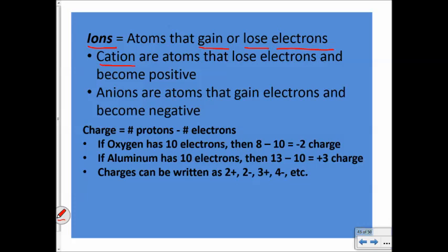A good way to remember that the cation is the positive one is the fact that there is a T in here. What does a T resemble? A plus sign. So if you can remember that one has the T, you know it's the positive one. It means it lost electrons. Okay? That's a good way to remember the cation's the positive one.